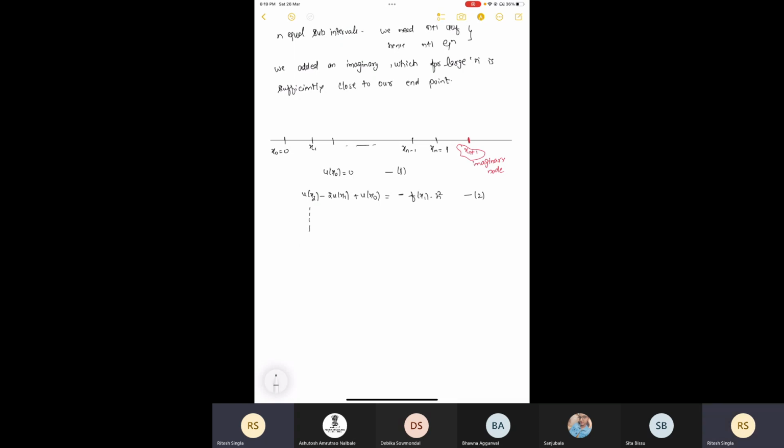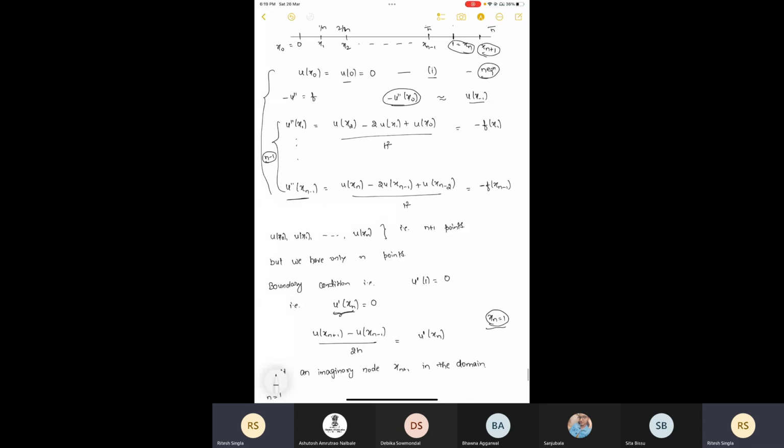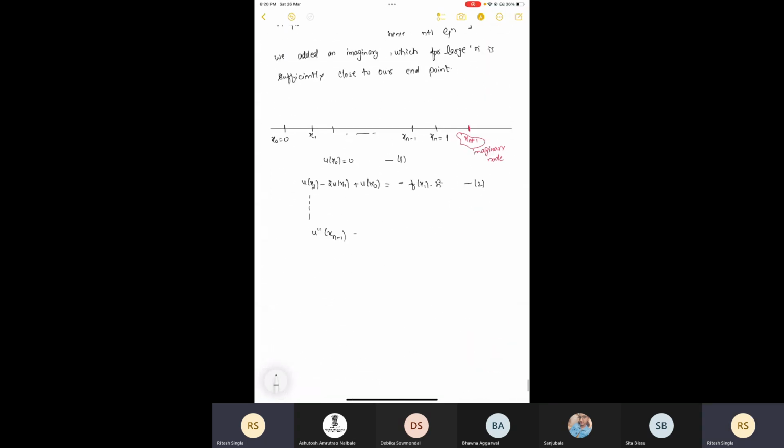Let me do it like this. At max, we were going till u of xn minus 1, right? If you see here, we were going till u double prime of x of n minus 1. So it is nothing but u of xn minus 2 times u of xn minus 1 plus u of xn minus 2, upon h square, is equal to minus f of x of n minus 1.